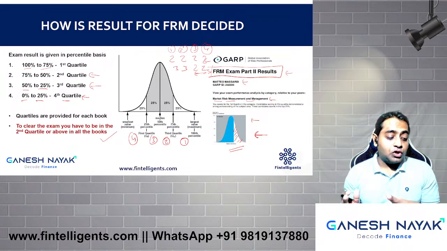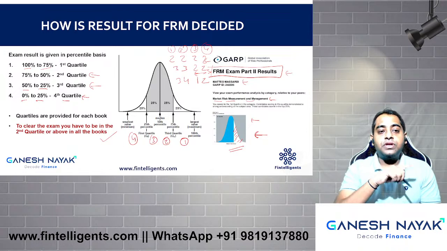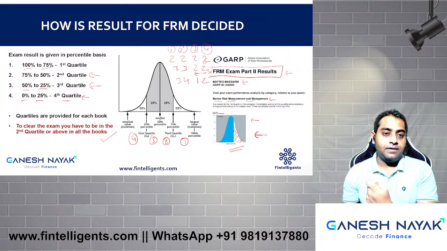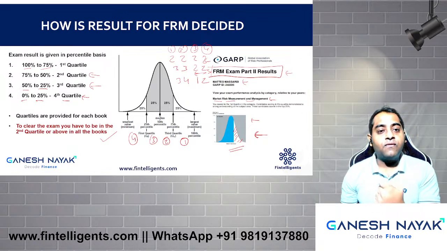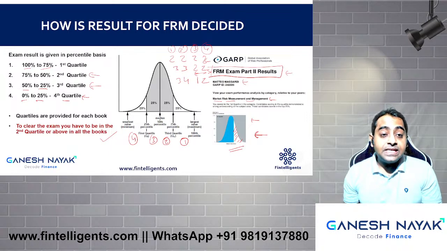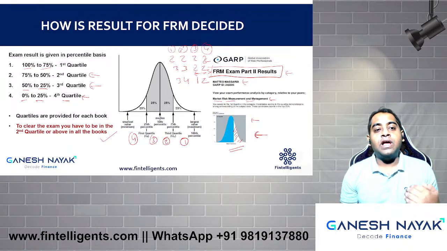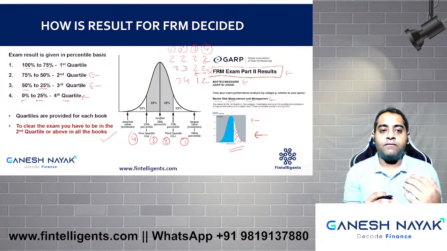I've also seen a student in history who got 3412. That means his performance in book 3 was first quartile, in book 4 it was second quartile, in book 1 it was third quartile, and in book 2 it was fourth quartile. So he was not very comfortable with statistics, but still this student was able to clear. So there is no set pattern which the institute has set or told that you will clear only by getting 1, 2, 3, 4 or 2, 2, 2, 2.